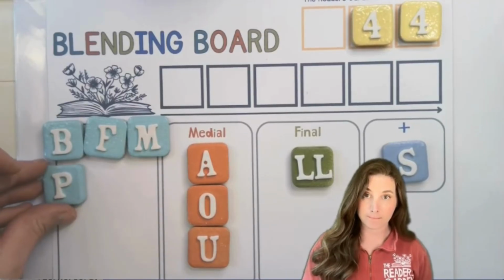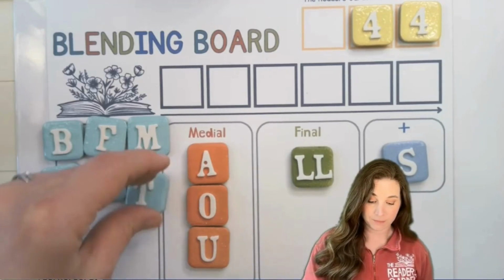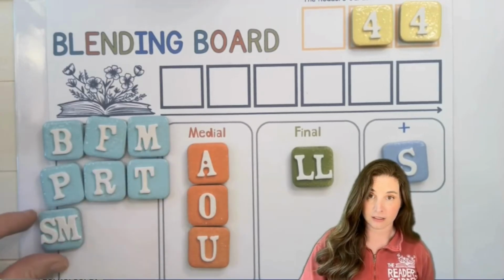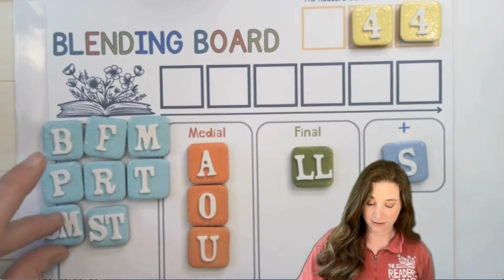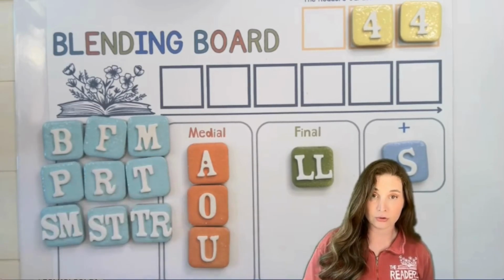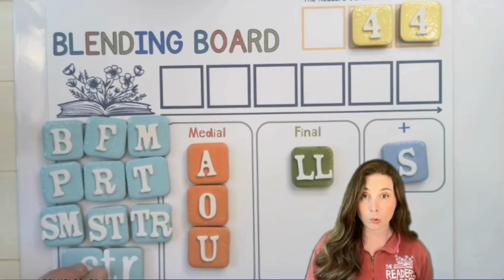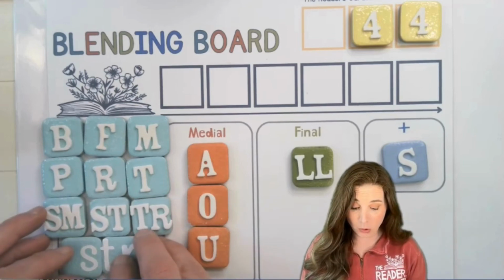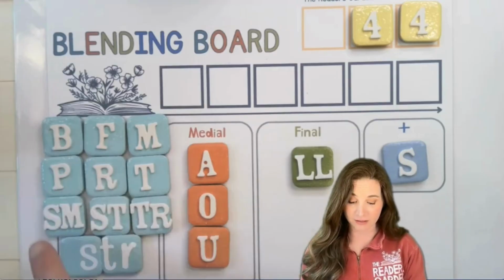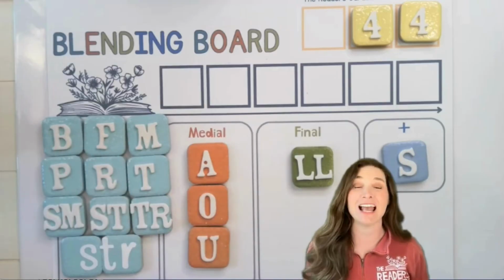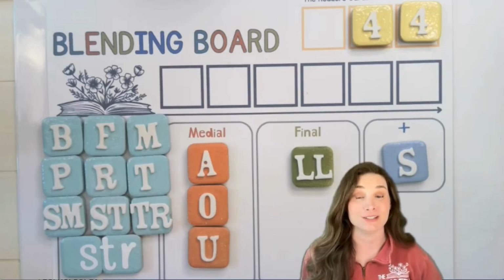We've got P. We've got T and SM and ST and TR and STR. Whoa, it's a lot, right? So many beginning sounds in our initial area. We have, let's see, 3 by 3 is 9 plus 1. We've got 10 beginning sounds. So let's get started and see how we're going to use these sounds.